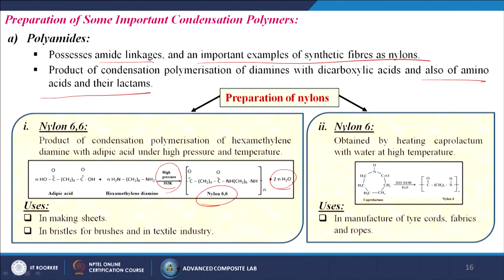So, what are the uses? In making sheets, in bristles for brushes and in the textile industry. Then how do we make nylon 6? It is obtained by heating caprolactam with water at high temperature, caprolactam in the presence of water at a temperature varying from 533 to 543 Kelvin. So, we make nylon 6. What are the uses? Generally, we use nylon 6 in the manufacture of tire cords, fabrics and ropes.